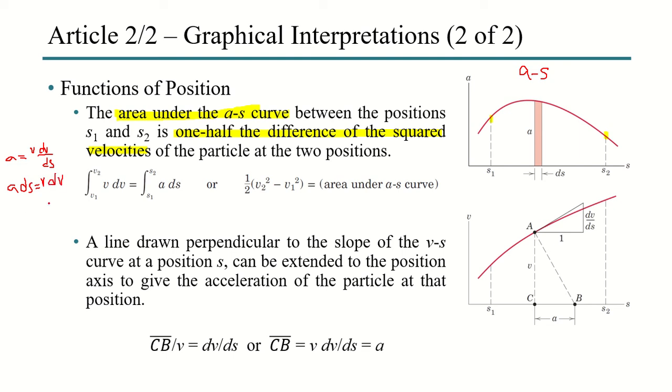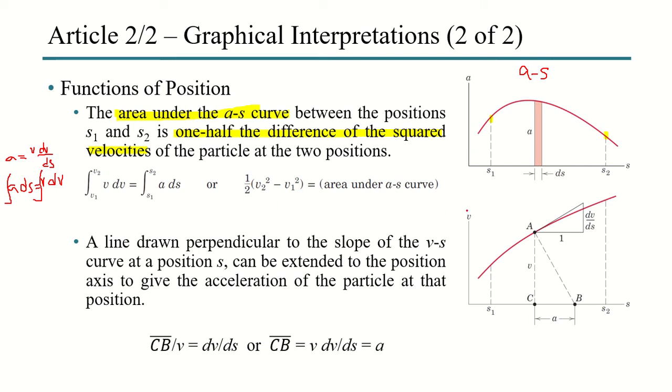Alright, then integrating both sides, so integrate this one, so we have this. Okay, so after evaluating the integral, we come up with this 1/2, because the integral of v dv is v squared over 2, or 1/2 v squared, and substitute the limits v2 minus v1. Okay, so you have this 1/2 (v2 squared minus v1 squared) equal to the area under the a-s curve. Okay, so take note on this.